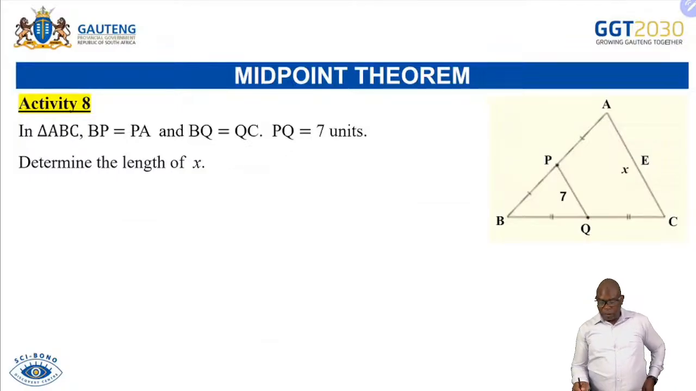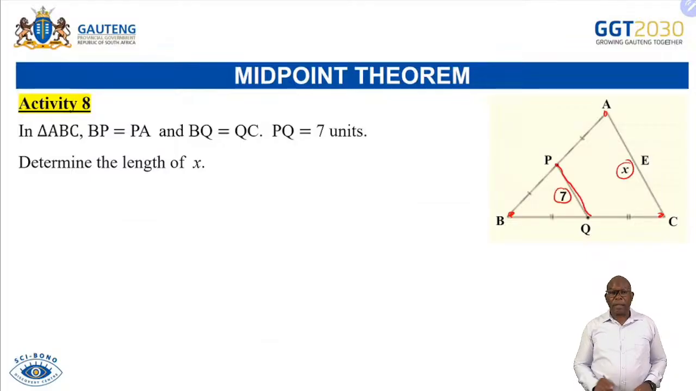Let's look at this activity here. Very simple activity. In triangle ABC, we have PQ, which is 7 units. Determine the length of X. That's a very easy one. We're given that these two points are midpoints because that and that are equal. These two are equal. It will mean that this line here will be parallel to that, because those are the midpoints of that line.